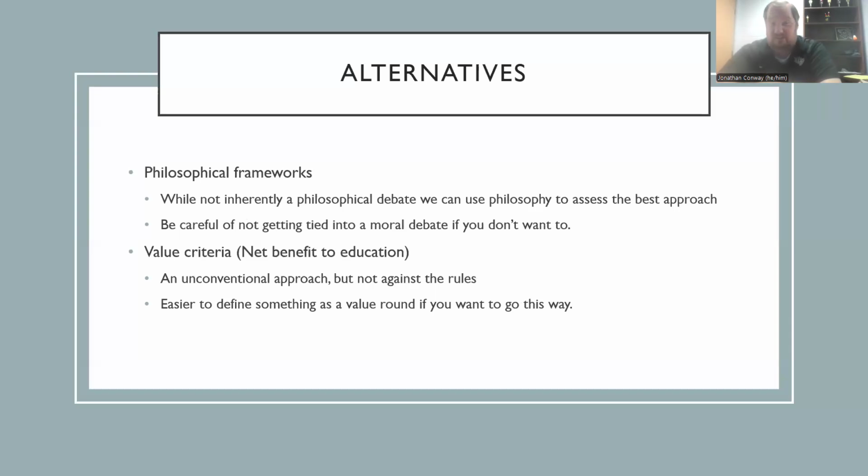And then you can use a value criterion, right? The net benefit to education. It's a little bit unconventional approach, but not against the rules. It's actually really easy for lay judges to understand. Using some of these big terms like net benefit and consequentialism can confuse them. So simply saying net benefit to education, net benefit to health is a really simple way for a lay judge to be like, ah, I now understand what this debate is about. I am assessing what is best for education. So it's easier to define something as a value round if you want to go this way, but you can do it for a policy round.